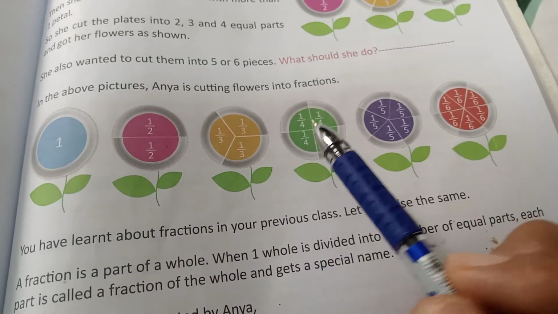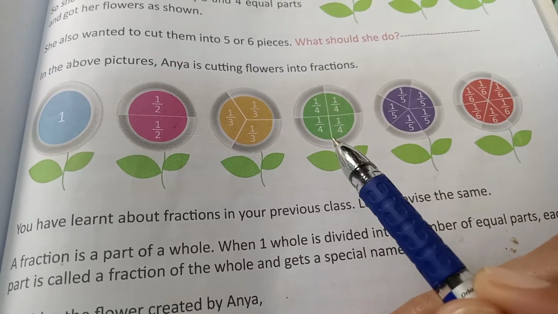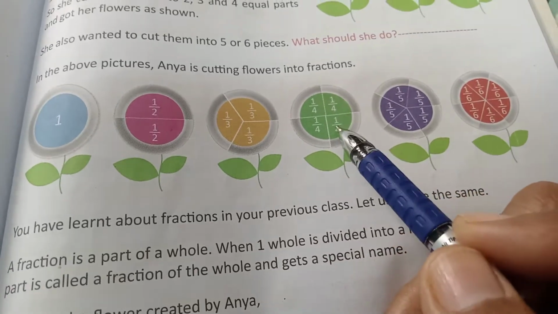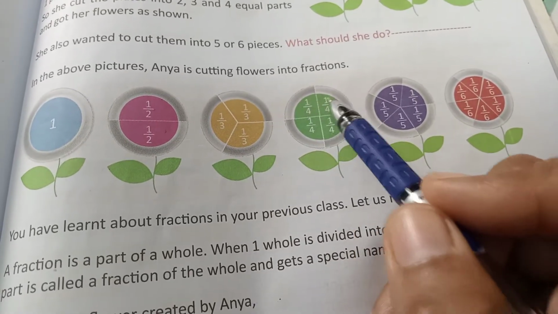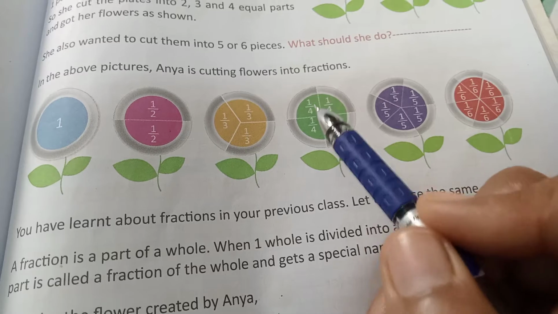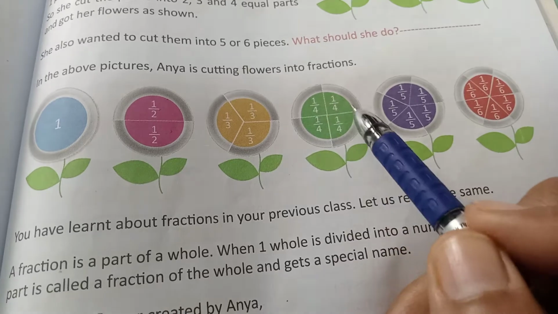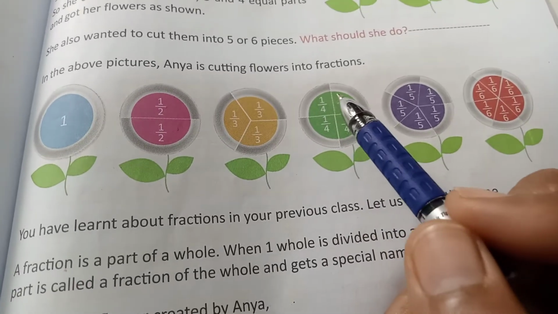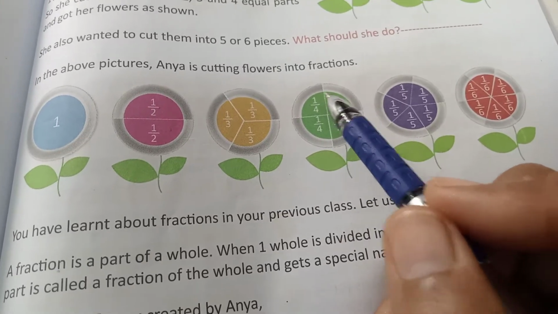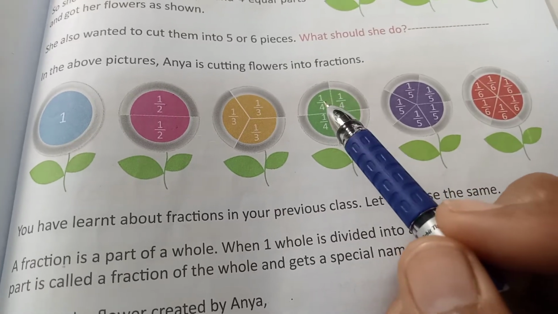Now I am dividing this complete circle into four equal parts. Each part is representing 1 by 4. Why is it 1 by 4? If I say 1 by 4 part, it means it is the fourth part of that whole. 1 represents the whole and 4 represents that it is divided into 4 equal parts. This is also called 1/4.